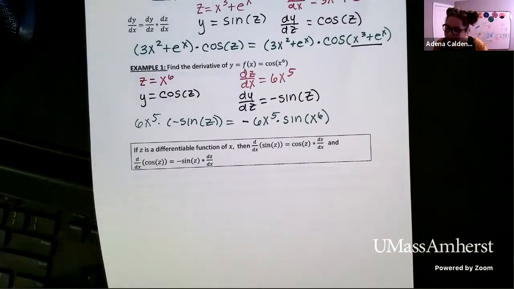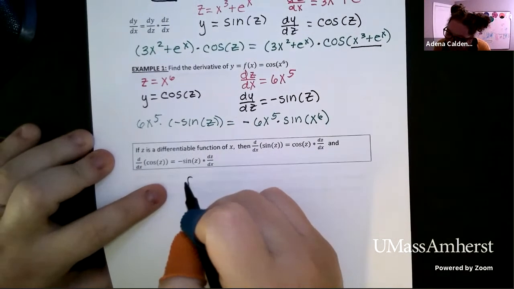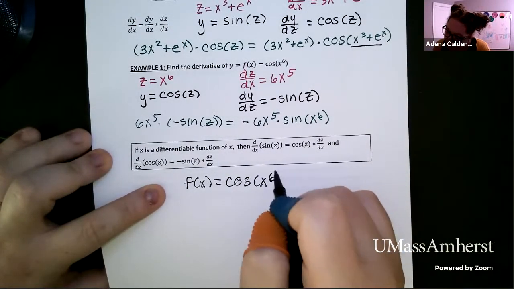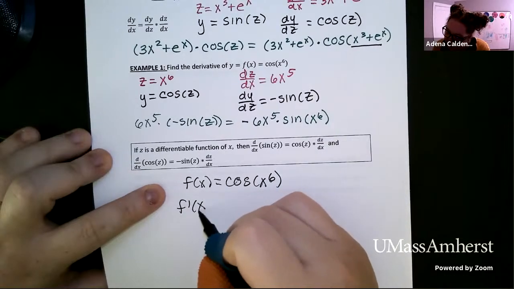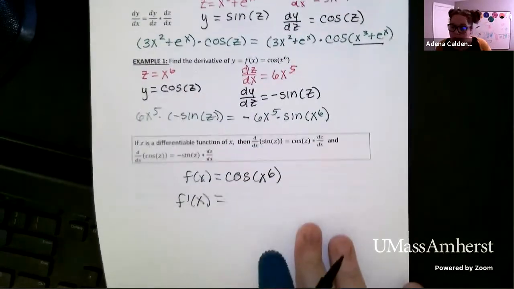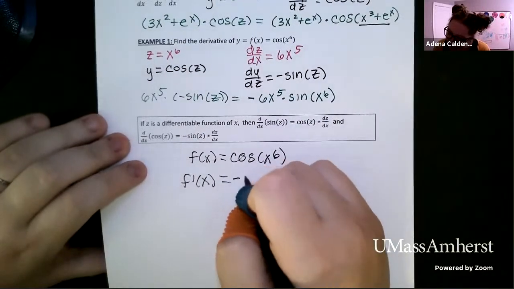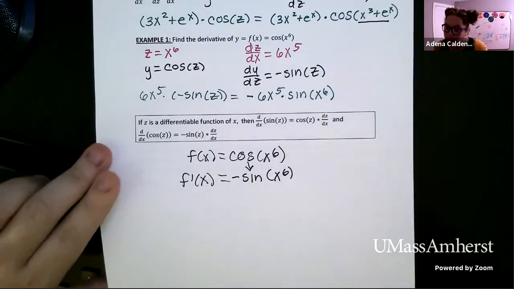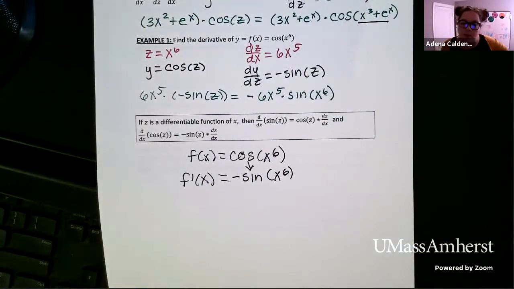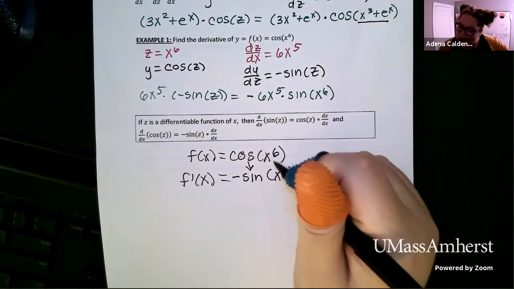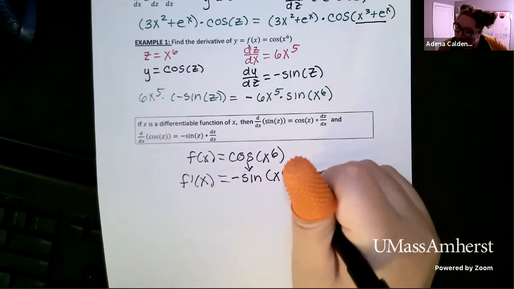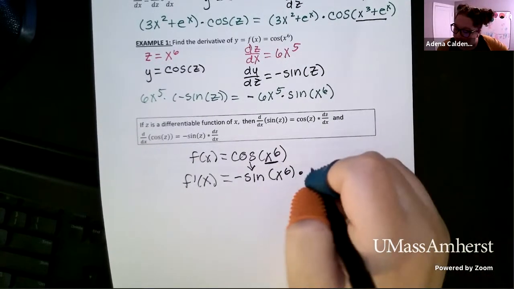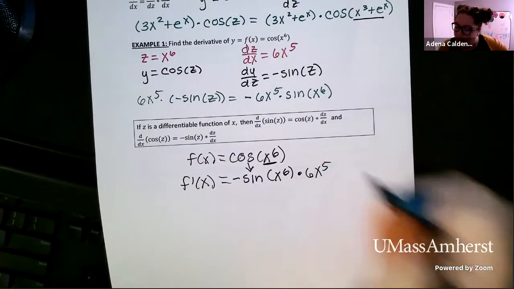So if we were to apply this thinking to the last problem we did, we had cosine of x to the 6th. And so we use the fact that the derivative of cosine is negative sine. So we say, okay, negative sine x to the 6th, right? So we just did this part where we changed cosine and took the derivative to get negative sine. The x to the 6th stayed the same, but we have to remember to then multiply the derivative of this x to the 6th term. So we get 6x to the 5th.